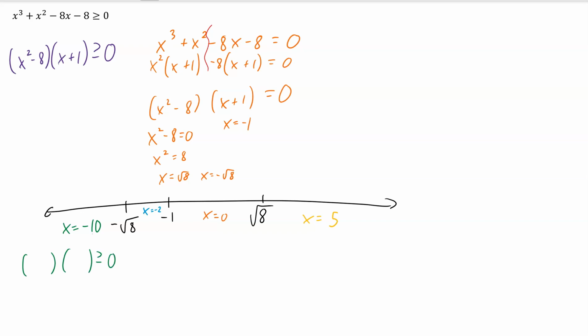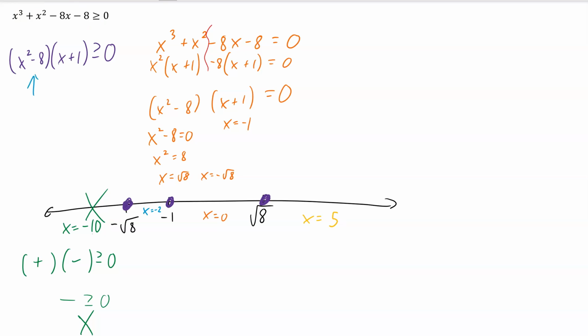the first parenthesis is going to be like 100 minus 8. It's a positive number. The second parenthesis is -10 plus 1. It's a negative number. Rather than actually figure out the number, I'm just paying attention to positives and negatives because that's all that I really care about. Positive times a negative is going to be a negative. Negative is not greater than or equal to 0. So we will not include this region. Oh, I forgot to actually shade in the points. Each of these will get a closed circle, because they make this 0, and 0 will be greater than or equal to 0. Let's try plugging in -2.